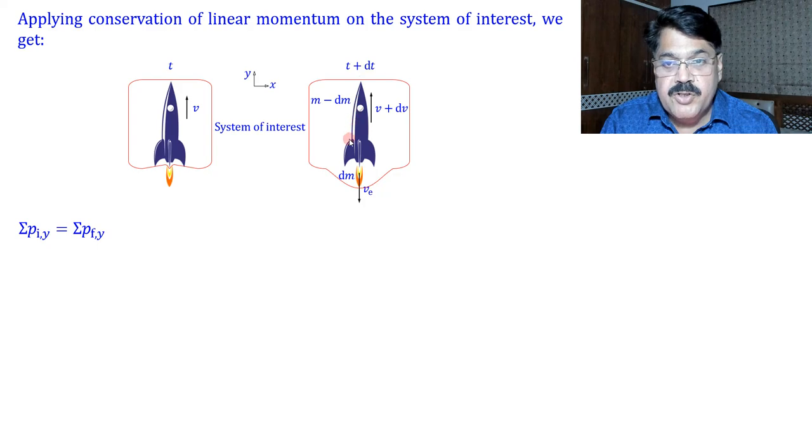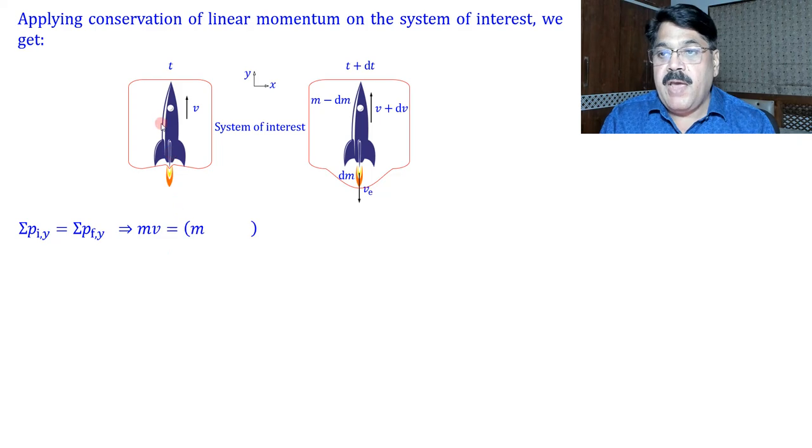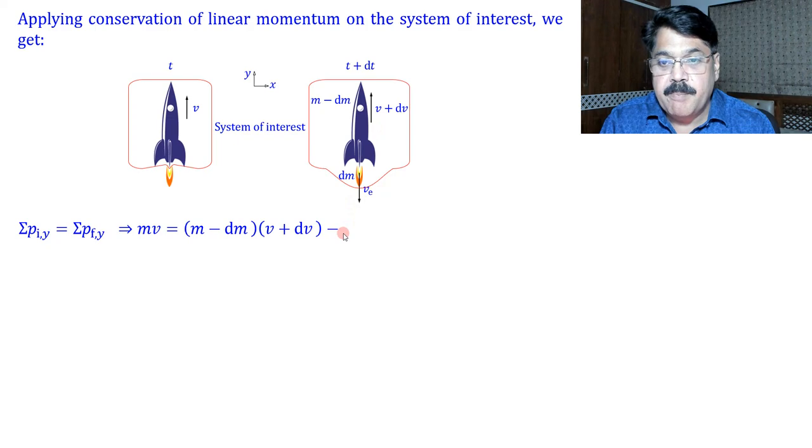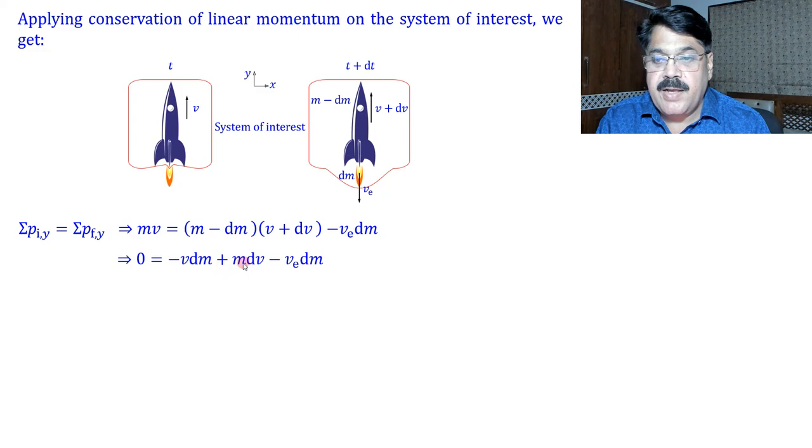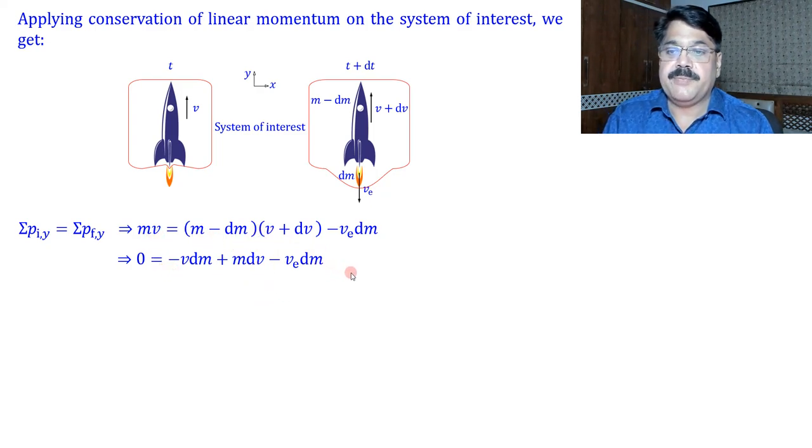So the momentum of this portion, the rocket, will be (m minus dm) into (v plus dv). And the momentum of this portion, dm and ve, is in the minus direction. So we have mv is equal to (m minus dm) into (v plus dv) minus dm ve, or ve dm. Now just by solving it, what do we get? 0 is equal to minus v dm plus m dv minus v dm. There is no difficulty in solving this. The m into v product will cancel out and the remaining terms we have written here.